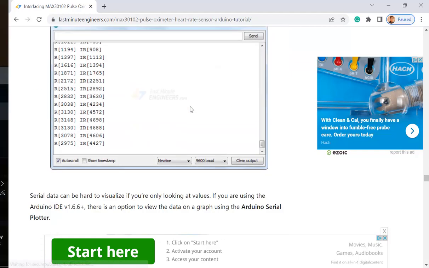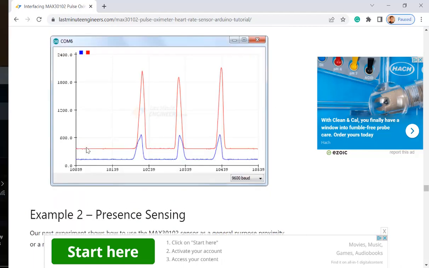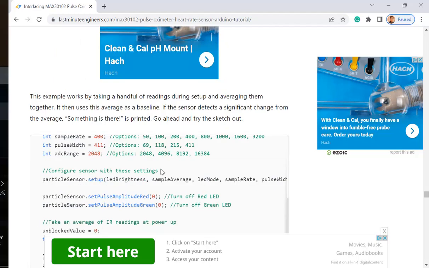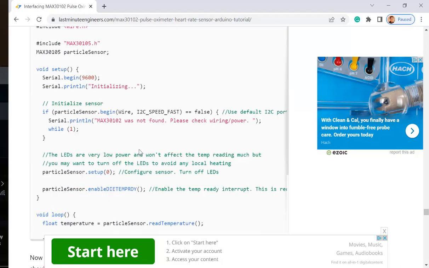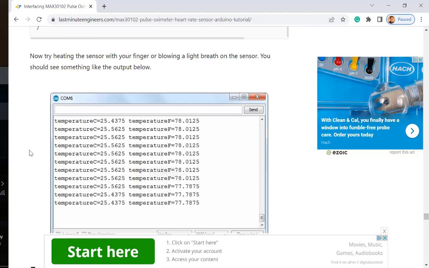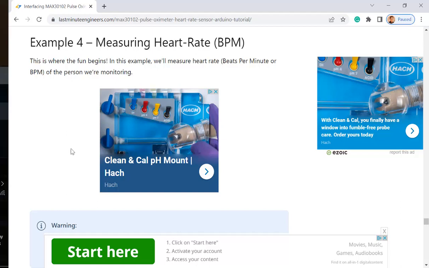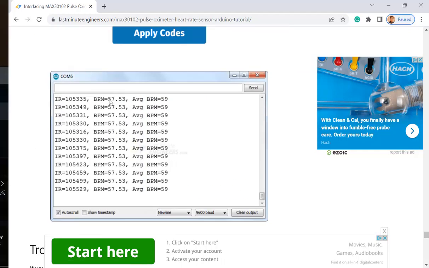So let's see the expected results. You have a red light and an IR light, two different wavelengths for two different readings. That's one of the tasks you are going to do. One is red, one is IR, and you show the absorption or reflection intensity in the Arduino serial plot. We're not doing this, just skip it. Reading temperature, we're not doing that, just an additional function in there. Measuring heart rate is one of the tasks we're going to work on. You can see the heart rate displayed in the serial monitor.